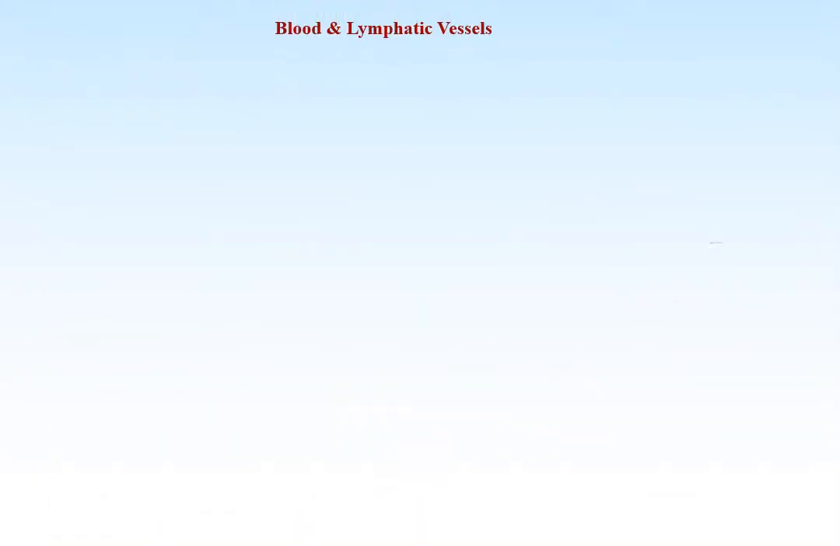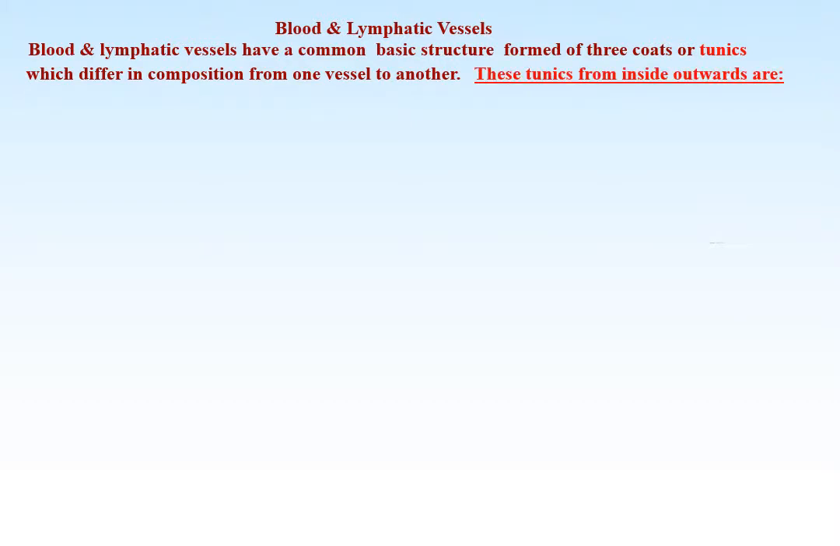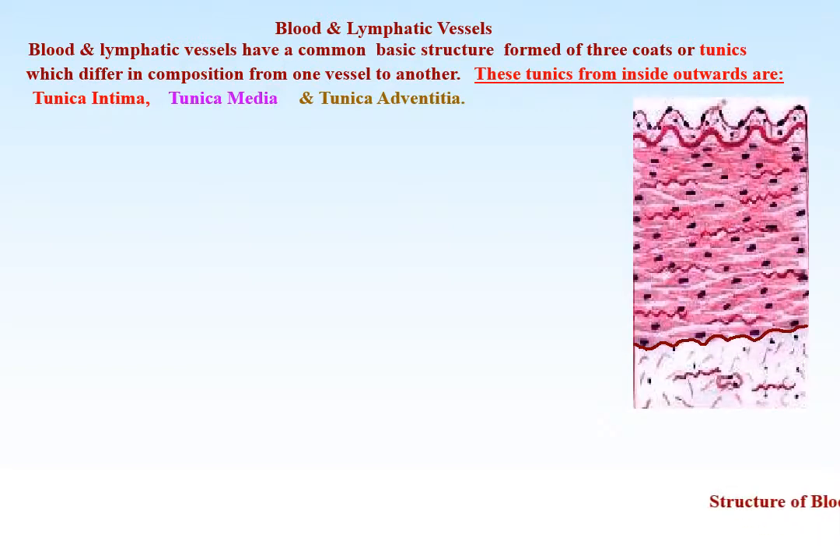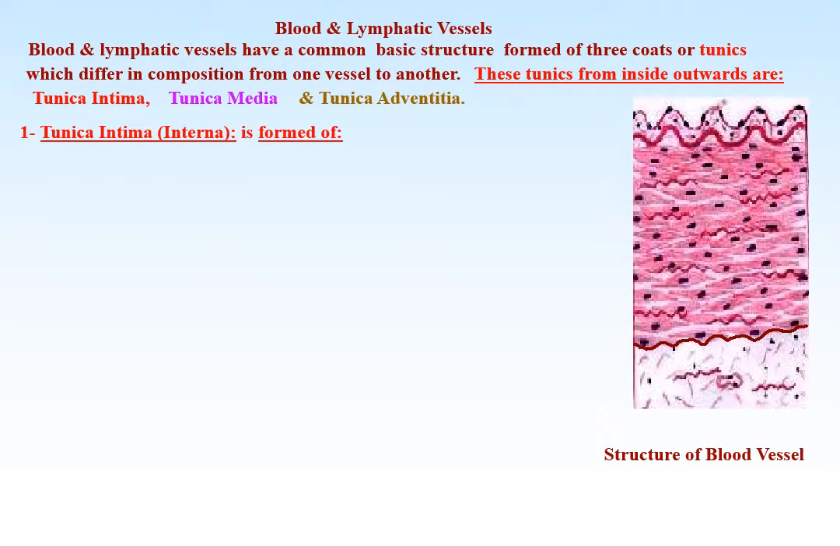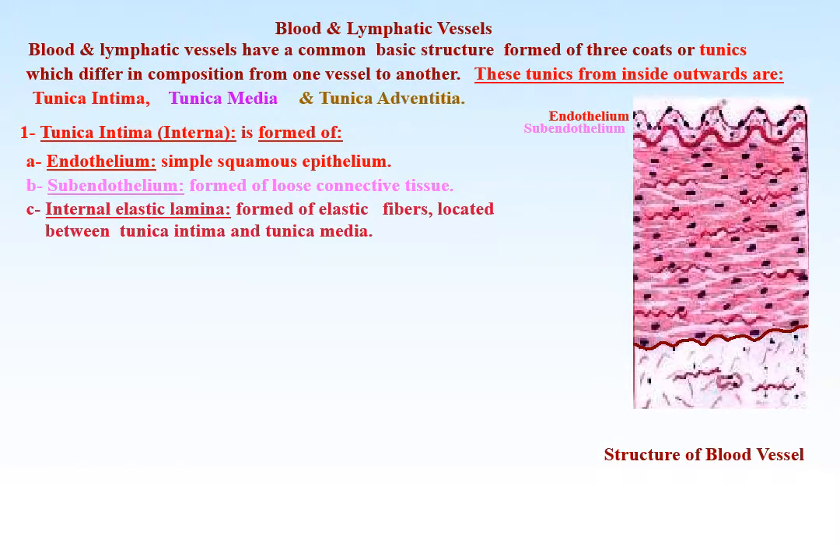Blood and lymphatic vessels have a common basic structure formed of three coats or tunics, which differ in composition from one vessel to another. These tunics from inside outwards are tunica intima, tunica media, and tunica adventitia. Tunica intima or interna is formed of endothelium, which is simple squamous epithelium, subendothelial layer, which is formed of loose connective tissue, and internal elastic lamina, formed of elastic fibers located between tunica intima and tunica media.